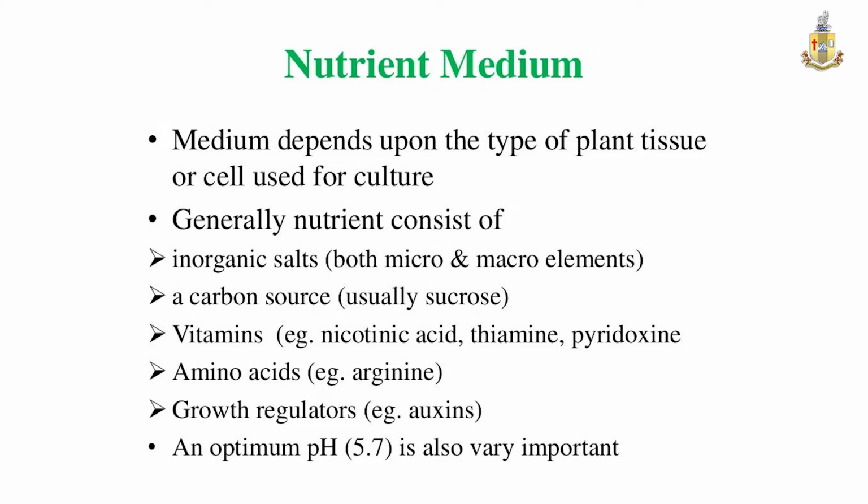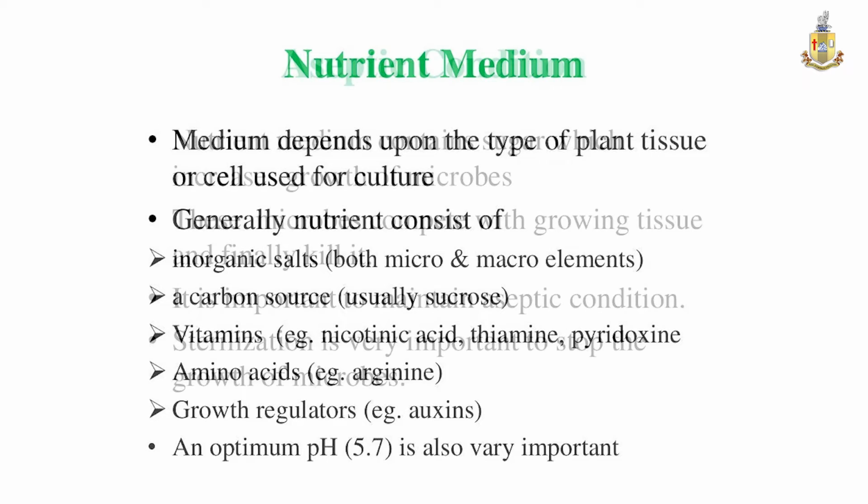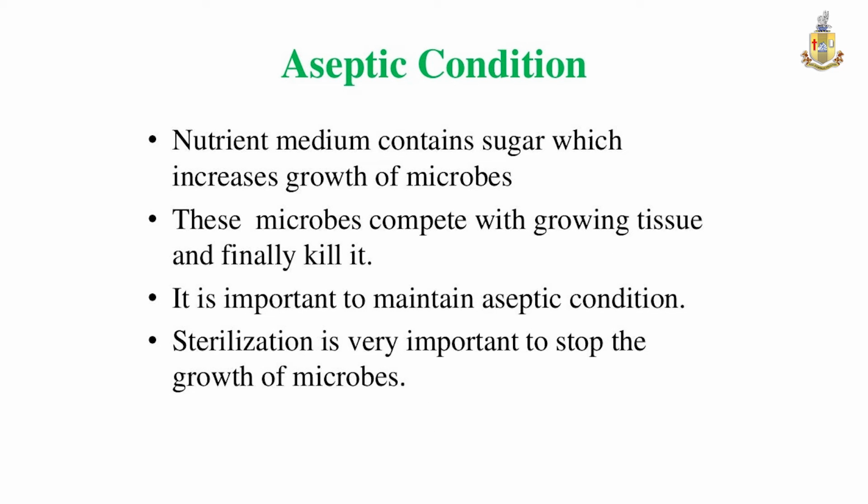Medium depends upon the type of plant tissue or cell used for culture. Generally, nutrient medium consists of inorganic salts, both macro and micro elements, a carbon source, usually sucrose, and vitamins, for example nicotinic acid, thiamine, and pyridoxine.